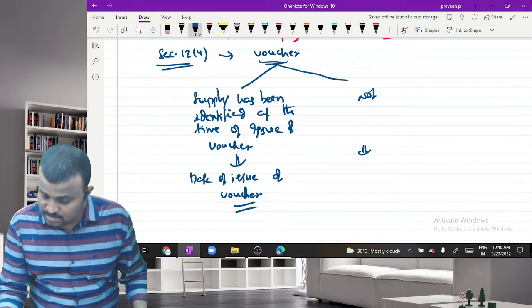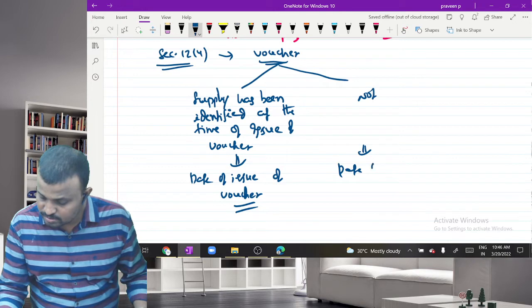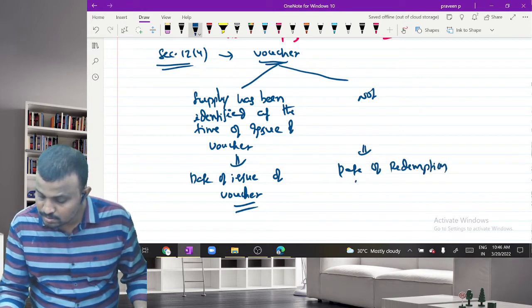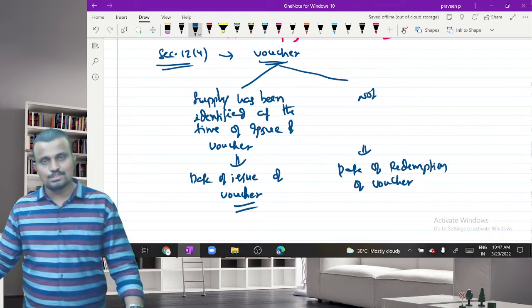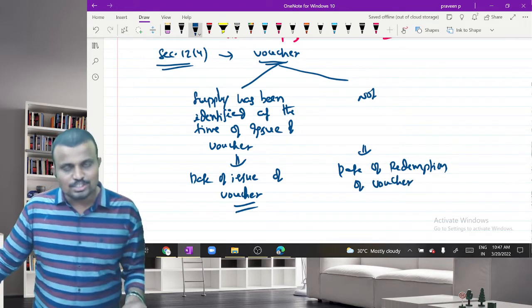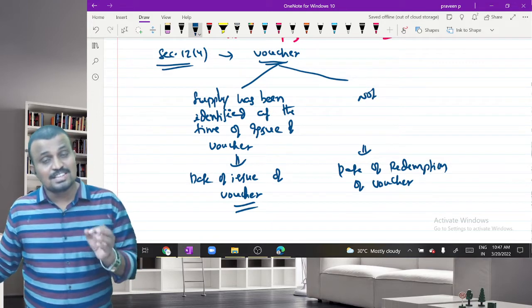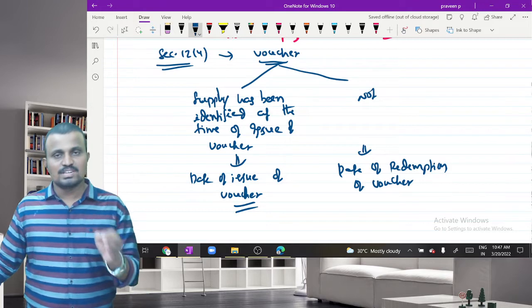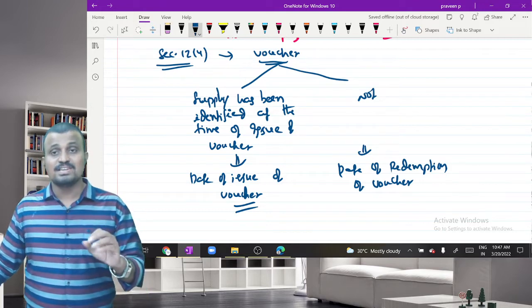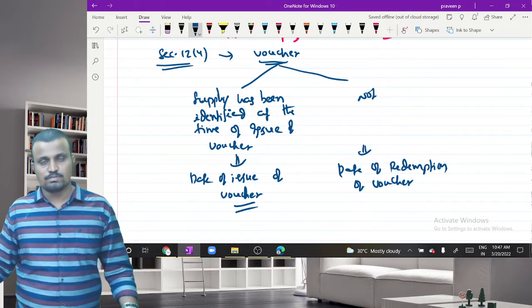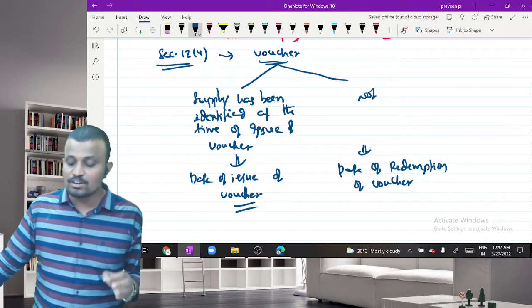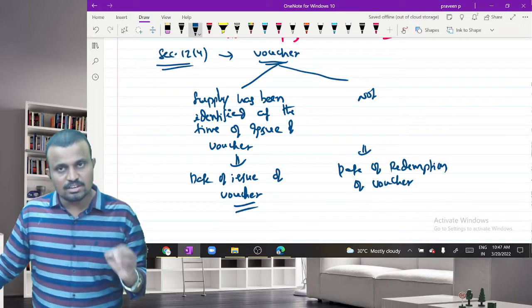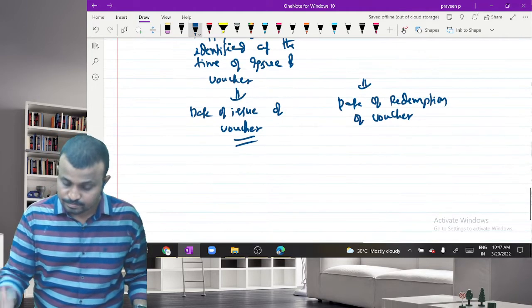Then what is the time of supply here? Date of redemption of voucher. Clear? So in case of voucher, if the supply is identified at the time of issue of voucher, the time of supply is the date of issue of voucher. If the supply is not identified at the time of issue of voucher, the time of supply is the date of redemption of the voucher.